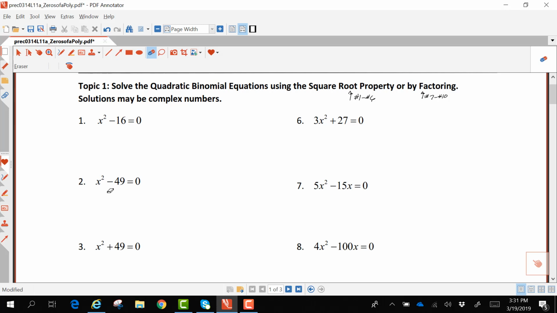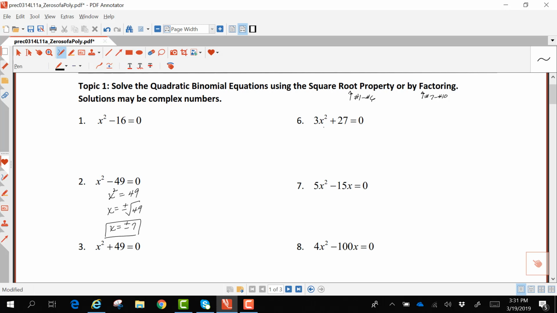If we look at number 2, we could factor this quite simply into x plus 7 times x minus 7. Or, if we recognize we only have an x squared term, the square root property would say to set x squared equal to 49 by adding 49 to each side of the equation, and then to take the square root, remembering the plus minus. Then we would get two solutions, a positive 7 and a negative 7. We would do the same thing on number 6.